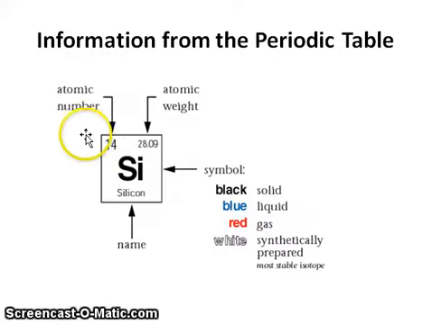Now, here we see on the upper left corner that we have number 14. This number is the atomic number. This is the number of protons that we can find in an atom of silicon. 14 protons in the atom of silicon. Now, if this atom is neutral, then the 14 will also be equal to the number of electrons.